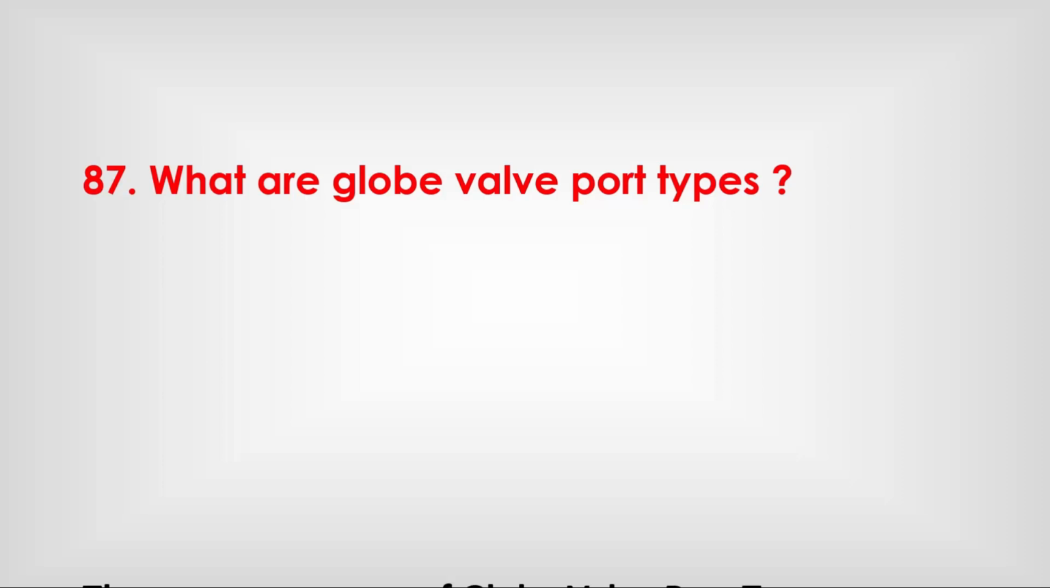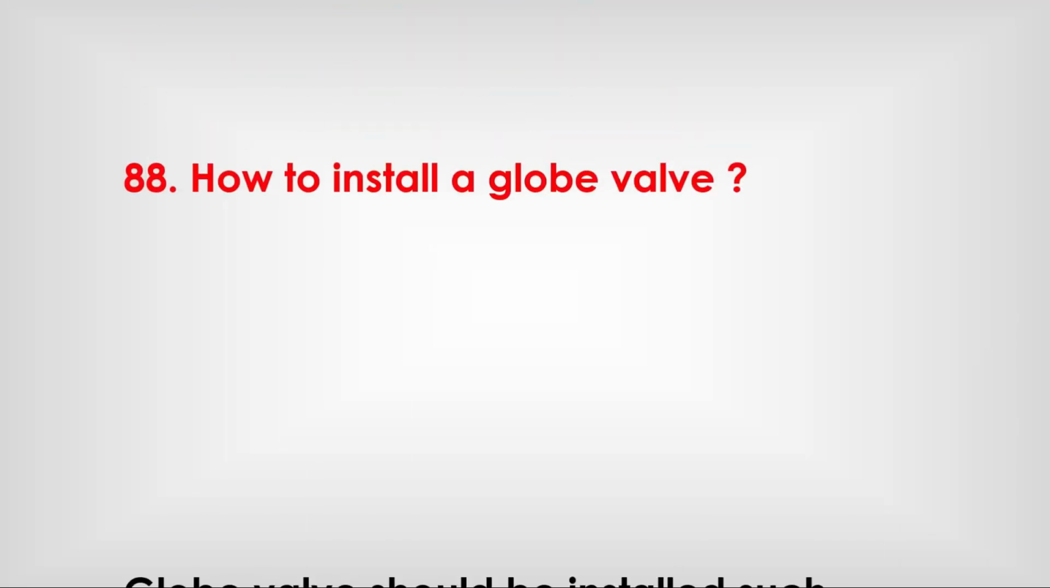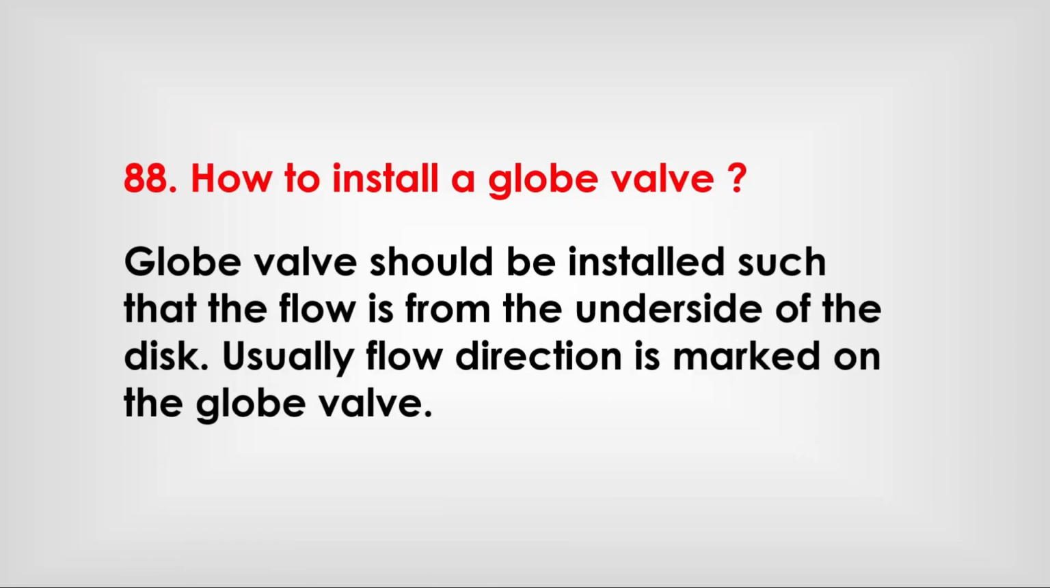What are globe valve port types? There are two types of globe valve port: full port, more than 80% of bore size, and reduced port, one size less than the connected pipe. How to install a globe valve? A globe valve should be installed such that the flow is from the underside of the disc. Usually flow direction is marked on the globe valve.